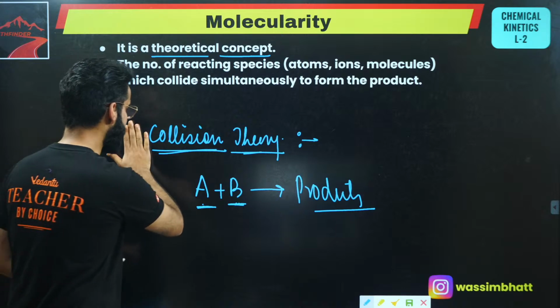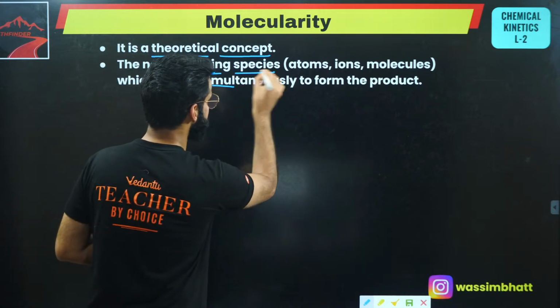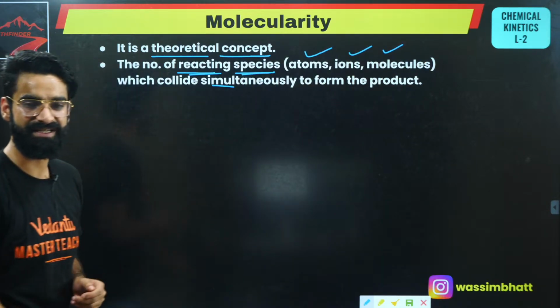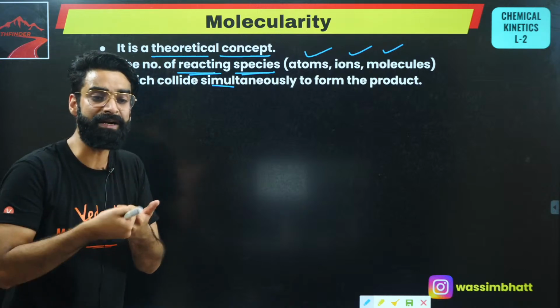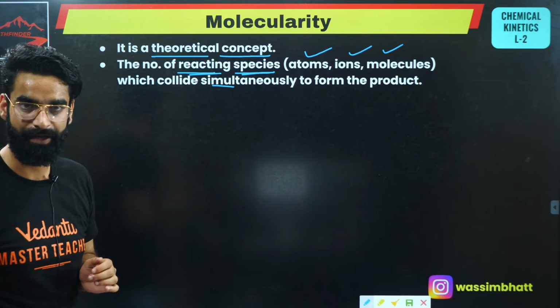Now I can define the molecularity. The number of reacting species, which can be atoms, ions, or molecules, which collide simultaneously to form the product, is what we call the molecularity of the reaction. Okay?